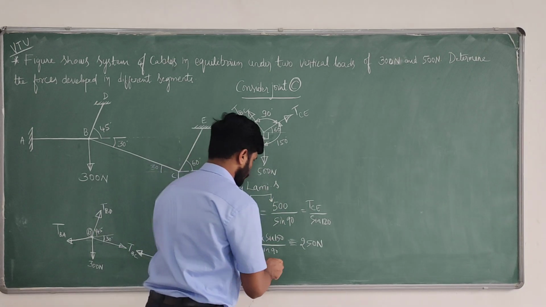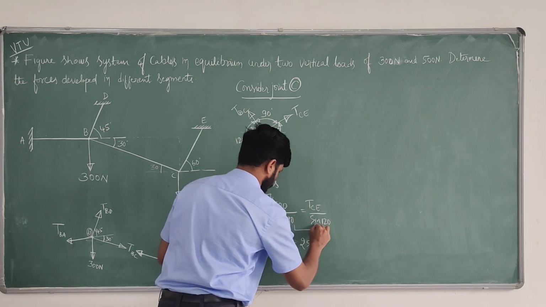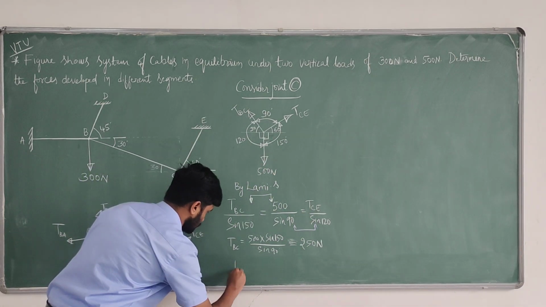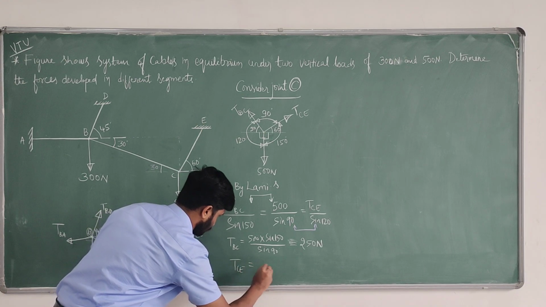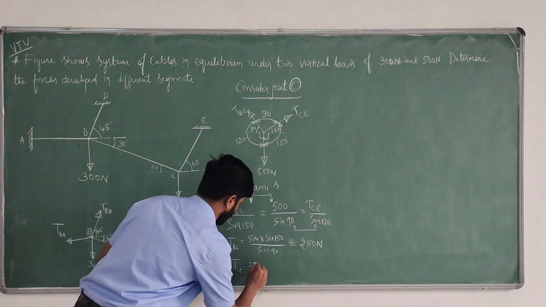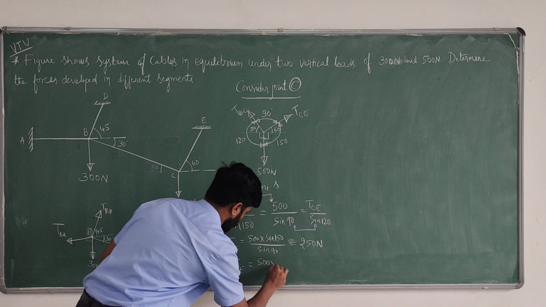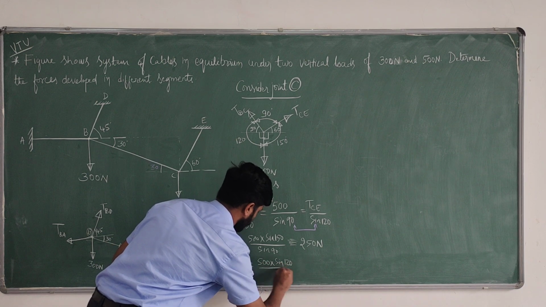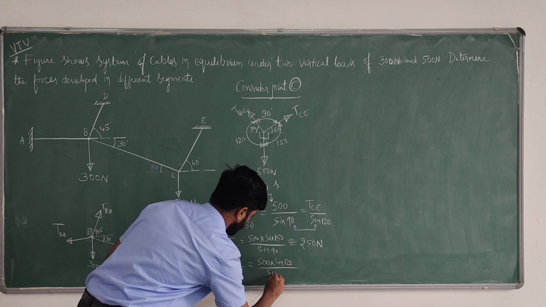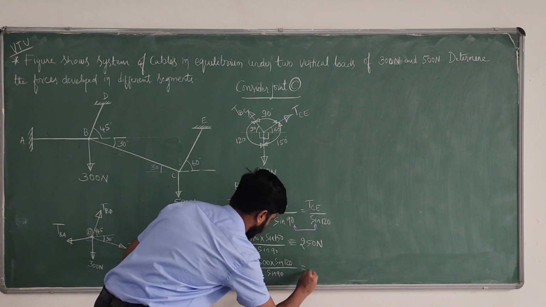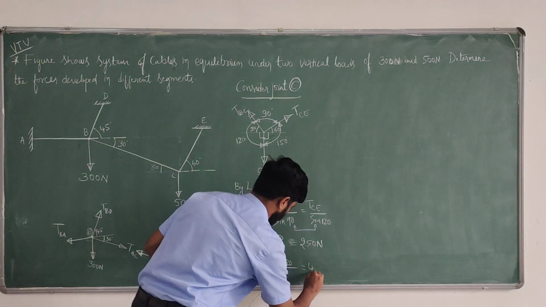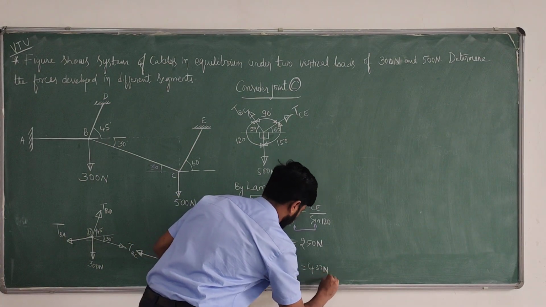Now compare these two values. You are getting TCE equals 500 into sine 150 to sine 120 divided by sine 90. How much? Determine. 433.3 Newton.